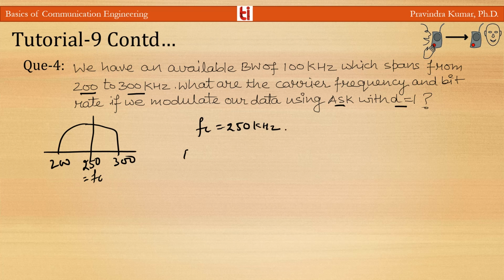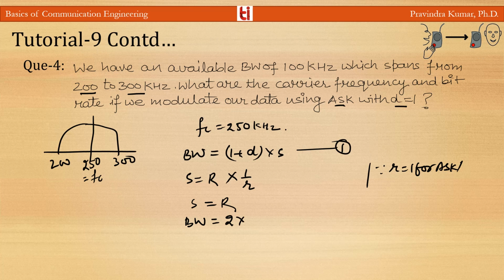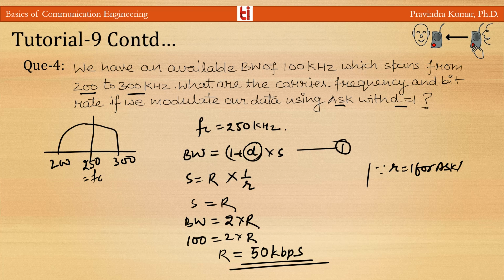Now the bandwidth for ASK is 1 plus d into S, and S is equal to N into 1 by r. Since r is equal to 1 for ASK, we have S equal to N, and the bandwidth will be 2 into N because d is 1. You have given the bandwidth as 100 kilohertz. So from this you can calculate N, it will be 50 kbps. So the bit rate is 50 kbps.